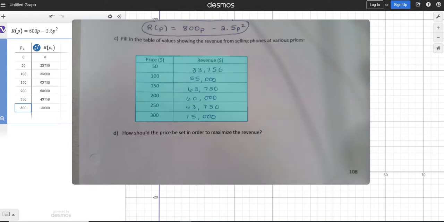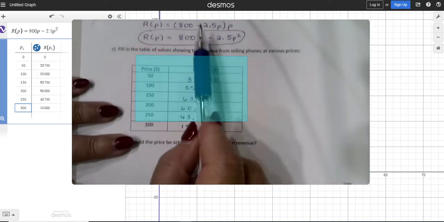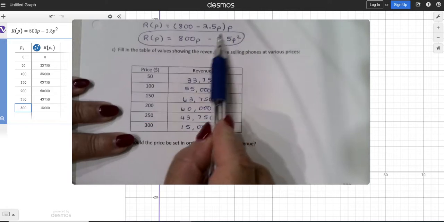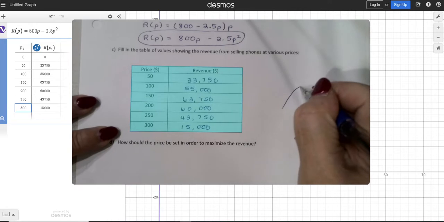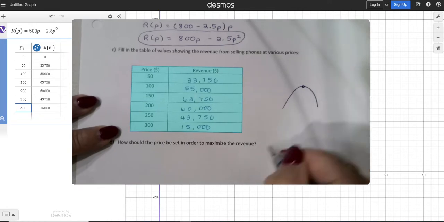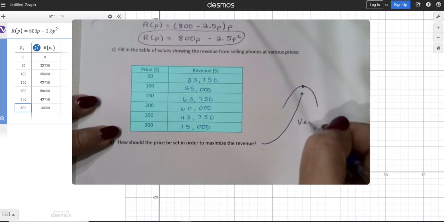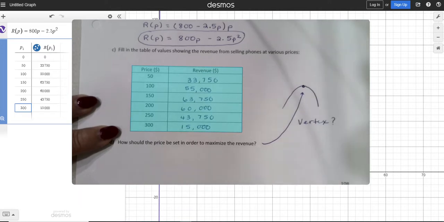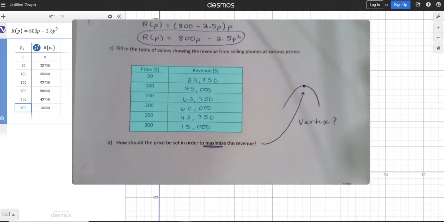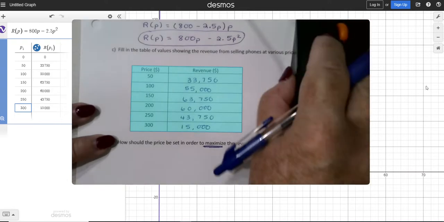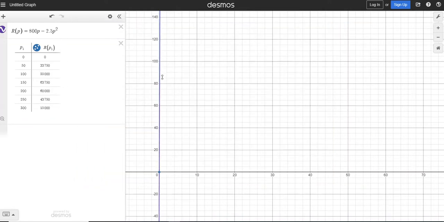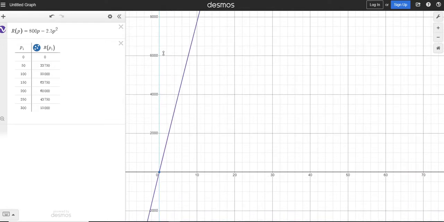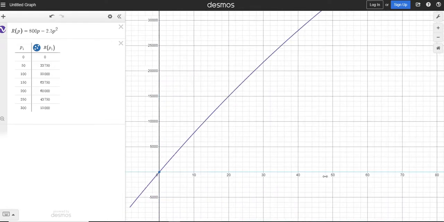So we shouldn't go by the table on this. We should definitely use the graph. Our function is once again a parabola opening down. Notice that negative leading coefficient. So what I'm really being asked to find here is the vertex, right? I want to maximize the revenue. So I'm going to go back to the graph, and this time I am going to try to find something that's going to show up. Get a little better.